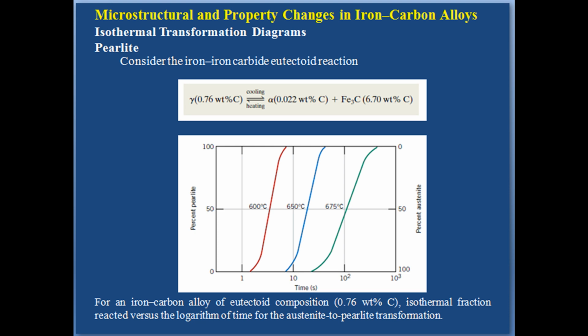Several constraints are imposed on the use of the diagram. First, this particular plot is valid only for an iron-carbon alloy of eutectoid composition. For other compositions, the curves have different configurations. In addition, these plots are accurate only for transformations in which the temperature of the alloy is held constant throughout the duration of the reaction.